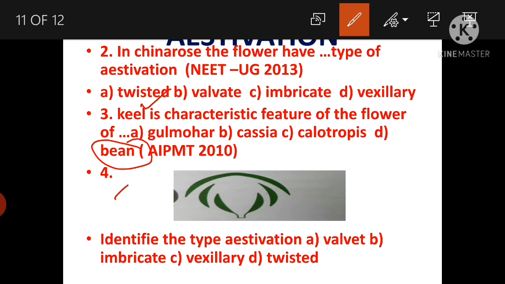The next one is the fourth question. A diagram is given and they are asking us to find out the type of aestivation. You can see here that the posterior petal is a larger one which overlaps the two lateral wings, and these overlap the anterior one, the smallest one. So this type of aestivation is vexillary.